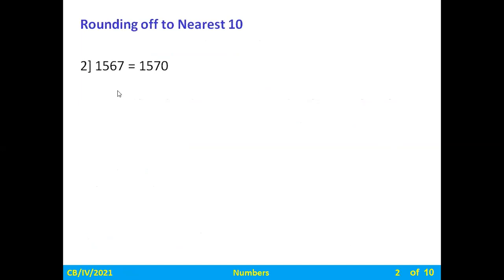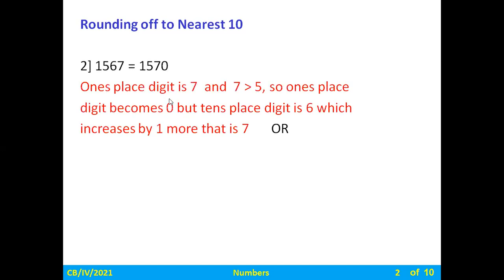That is again rounding off to nearest tens, but for the number 1567. Now this has got rounded off as 1570. Why? Let's see. Here you can see that the ones place digit 7 is greater than 5. Again it gets rounded off as 0, but the change is in the tens place digit. Now 6 has become 7 over here.